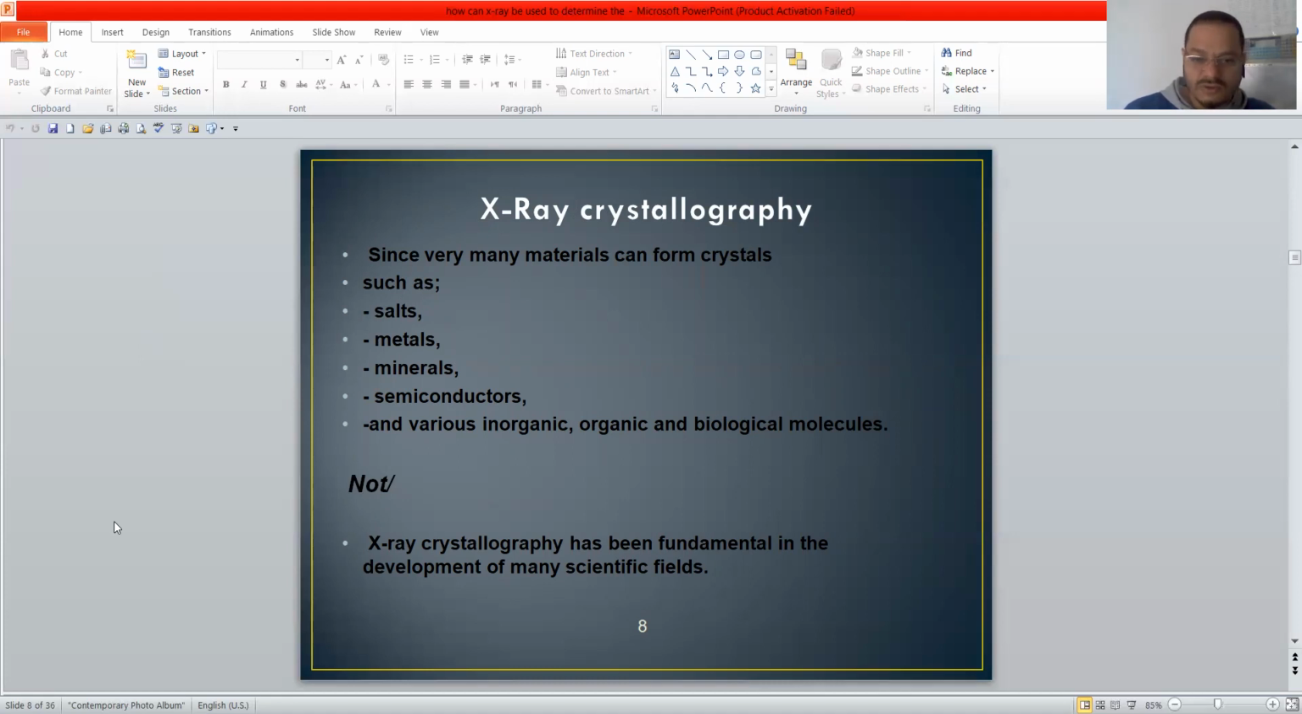Note, X-ray crystallography has been fundamental in the development of many scientific fields, because it is important not just to determine the kind of structure, but we can use it. Actually, we use it in many other fields.